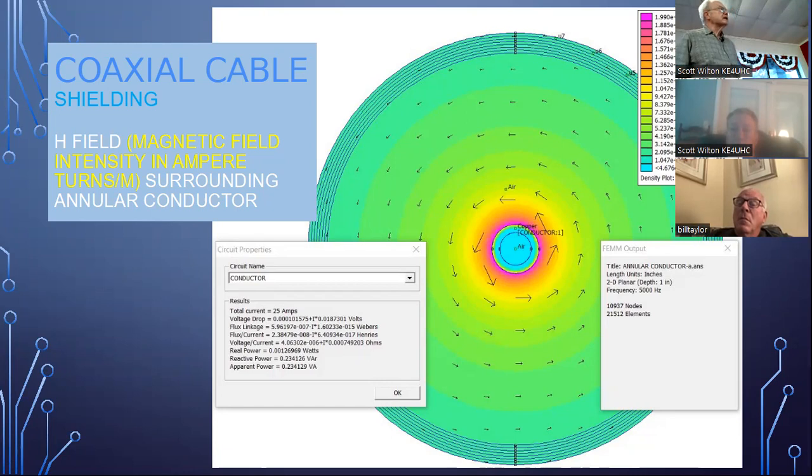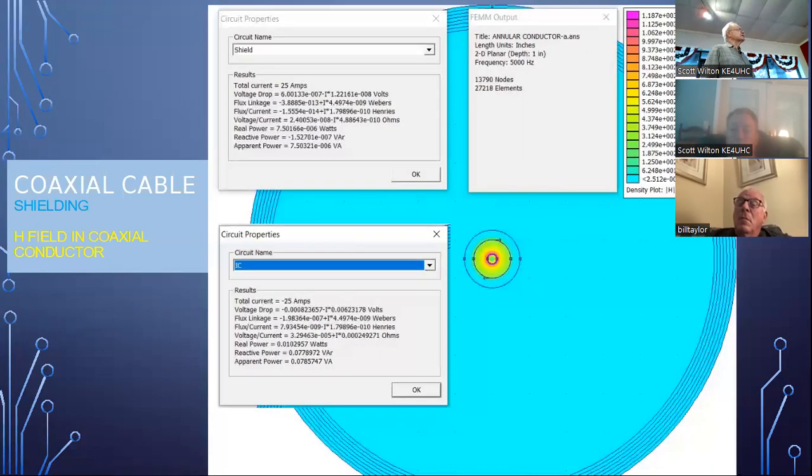Next slide. And this is the coax again. As you can see, in the air beyond the outer conductor, there's no flux out there. There's no magnetic field there in this case. And that is at 5 kilohertz. I don't know why I did that at 5 kilohertz, but you can see that the field is all completely contained within the coax. That's another reason to use coax, and indeed it is the reason that coax was developed.